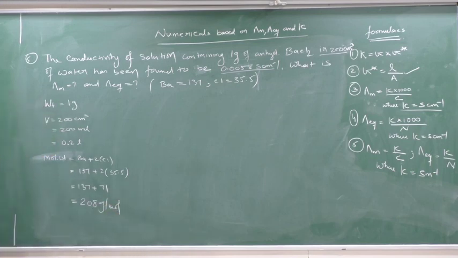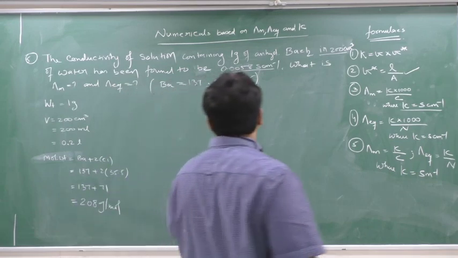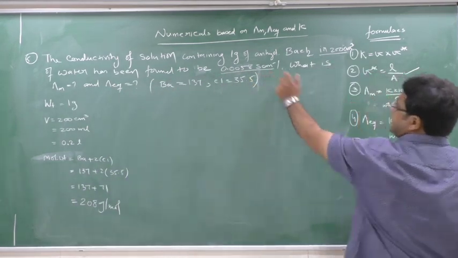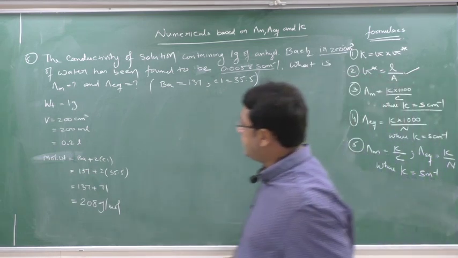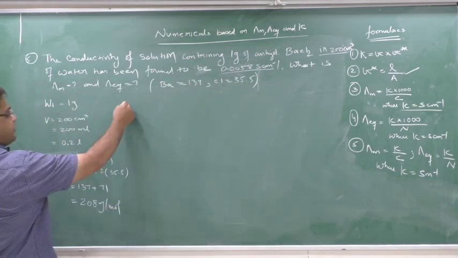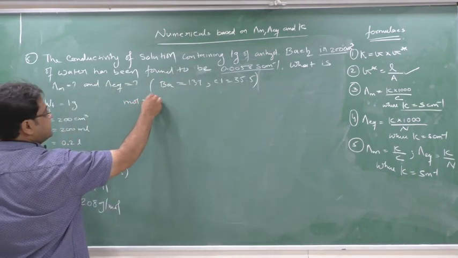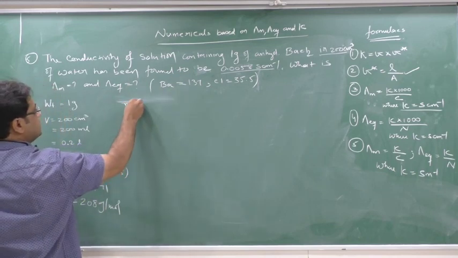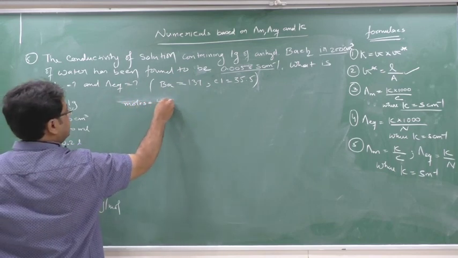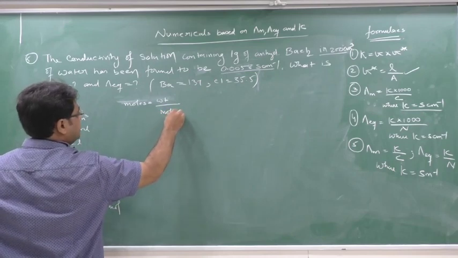Clear? Now, as you know, the conductivity K they have given in terms of Siemens per centimeter, which means these two formulas should be used. So I have K, but I don't have C and N. Concentration means what? Mole per liter. So now we will calculate the moles. Moles equal to weight upon molecular weight.